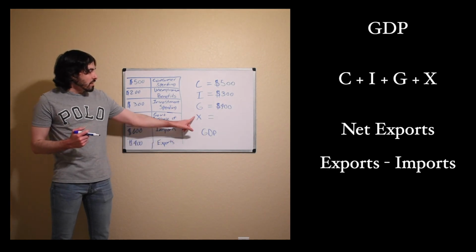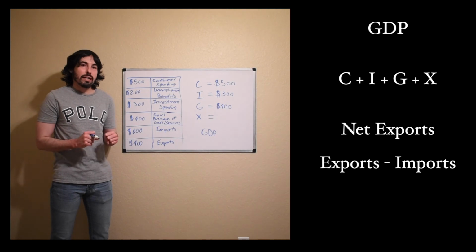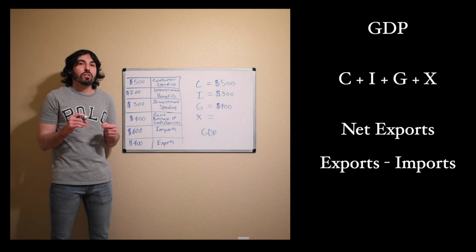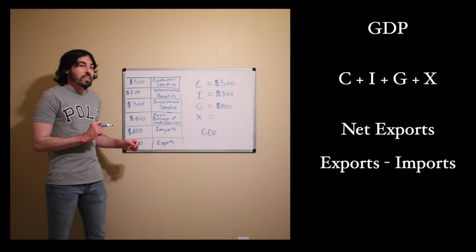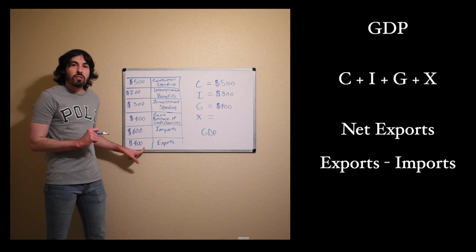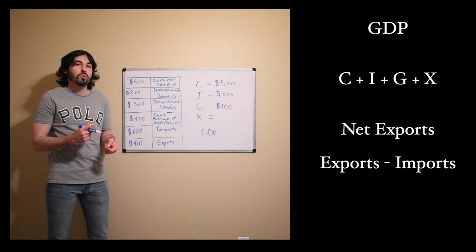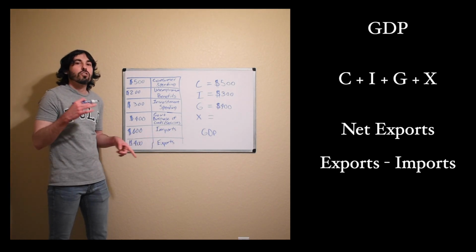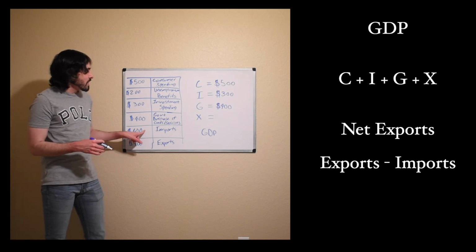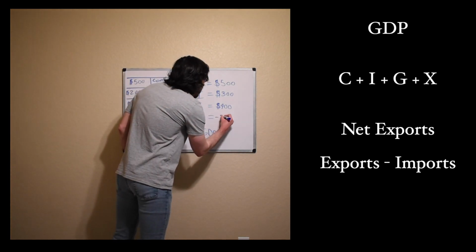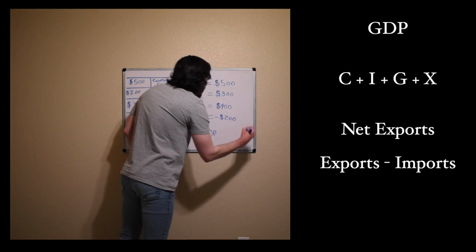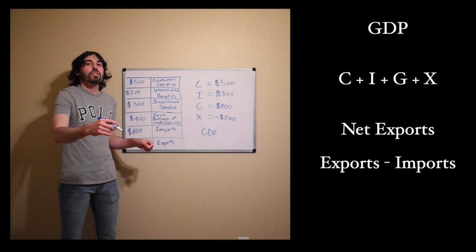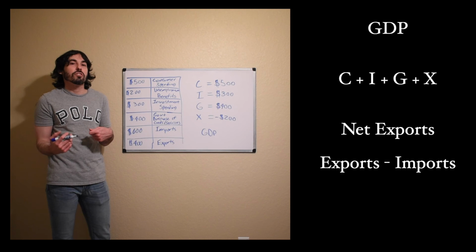All right, next, finally, we have X for net exports. Remember that net exports is going to be your exports, the things you sell to other countries, minus your imports, the things you buy from other countries. In this country, in this year, they earned $400 in exports. They sold $400 worth of stuff to foreigners. At the same time, they bought $600 worth of imports. They bought $600 worth of stuff from other countries. And so it's 400 minus 600, and we end up with a negative $200 for our net exports. This country spent $200 more on stuff from other places than they earned off selling stuff to other places.